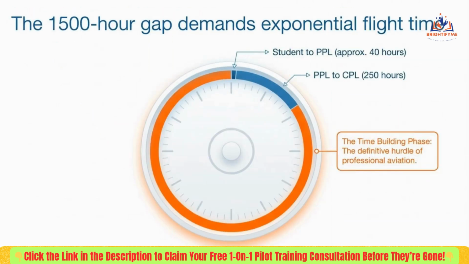The most challenging part of this journey is often referred to as the time-building phase. While the jump from private to commercial requires 250 hours, the gap to reach the 1,500-hour ATPL requirement is exponential. This is the definitive hurdle of professional aviation, where pilots must find creative ways to gain experience and log the hours necessary to prove they are ready for the responsibility of an airliner.